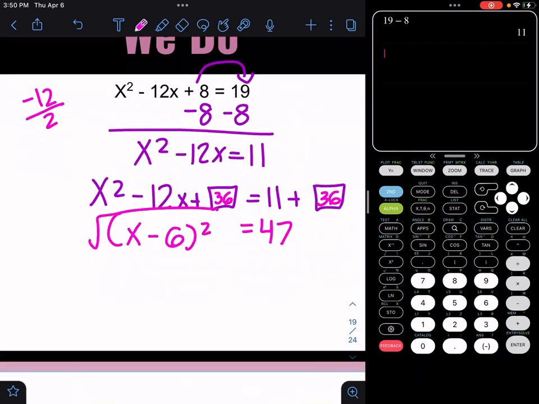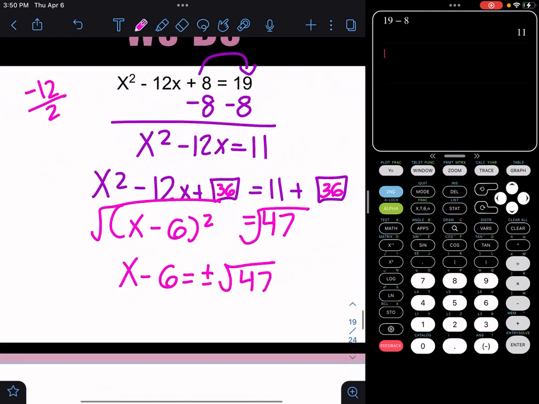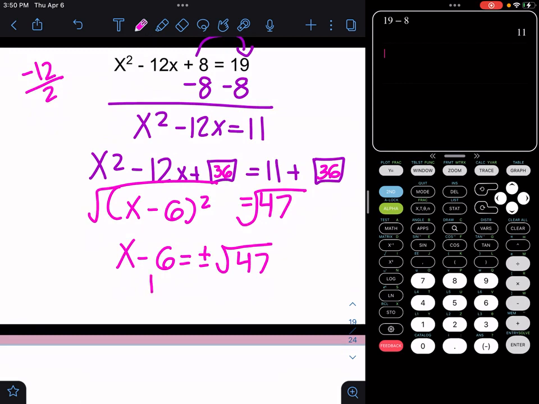Now we take the square root of both sides, and we get x minus 6 equals plus or minus the square root of 47. None of those perfect square numbers would divide by 47, so we're just going to have to leave it alone. Now we're going to add 6 to both sides, and we will get x is equal to 6 plus or minus the square root of 47. And we are allowed to leave it just like that.